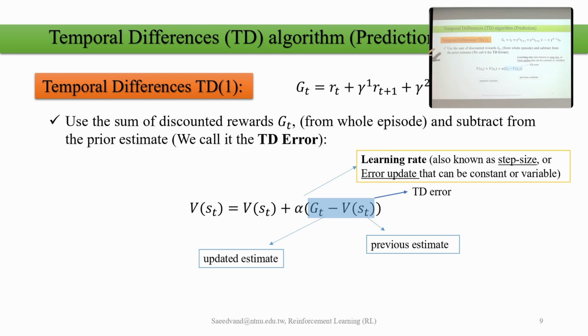So in temporal differences 1, we need to again calculate the GT, similar to previous examples. After calculating the GT, we take the difference between the GT and the value, the amount of change that we have, just by simply subtracting them and calling that part the TD error.